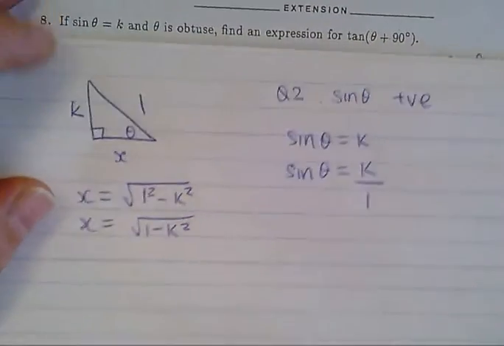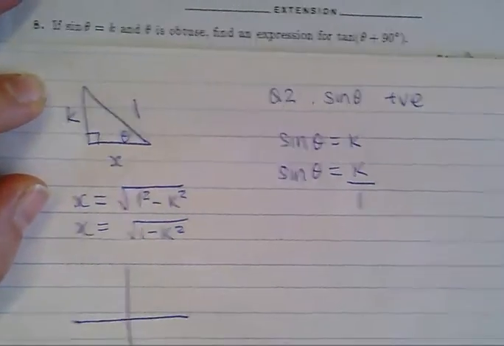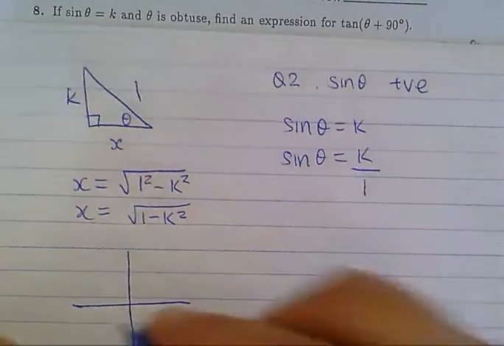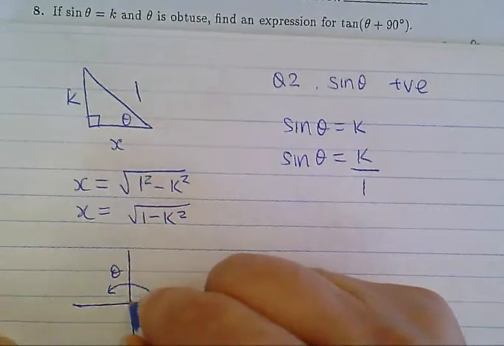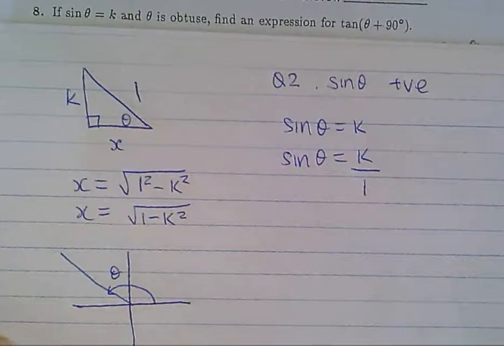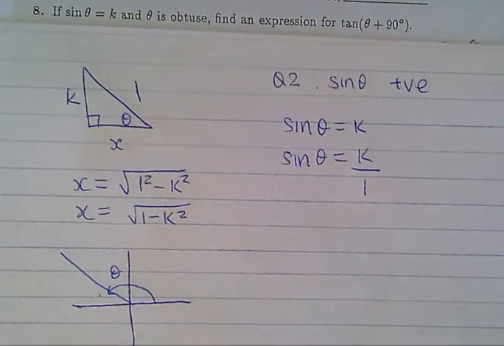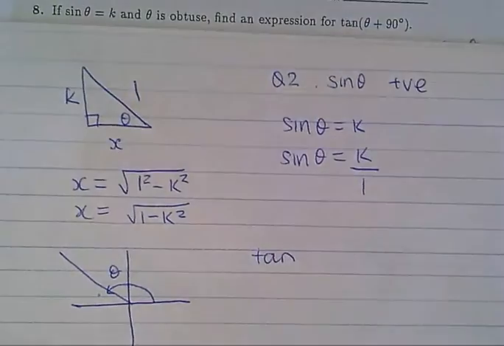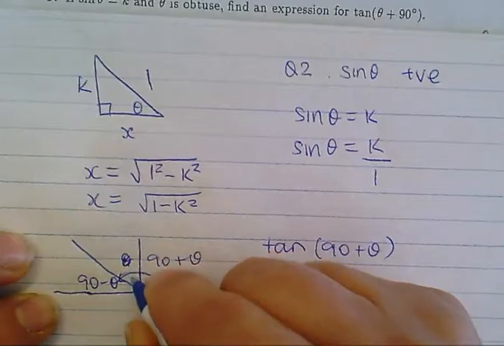Now the question is to find an expression for tan of theta plus 90, or 90 plus theta. So you've got to say to yourself, where is this 90 plus theta? Well, where is it? That's 90. There's theta. I need an expression for that. We don't do expressions for that. We do expressions for there. So that's your 90 plus theta, because that bit there is theta.